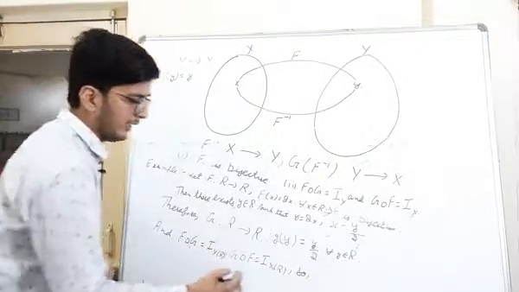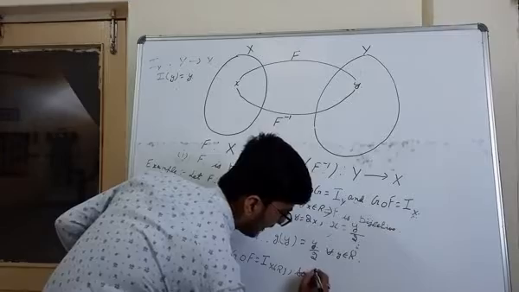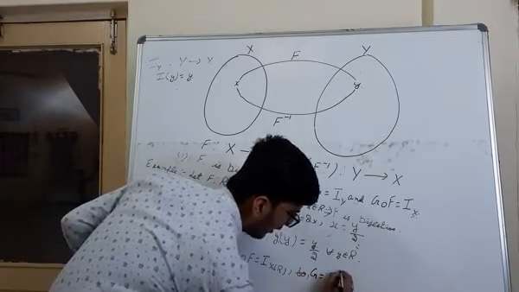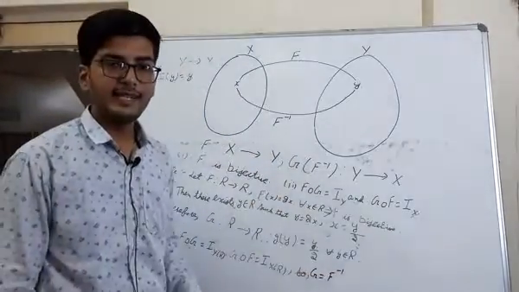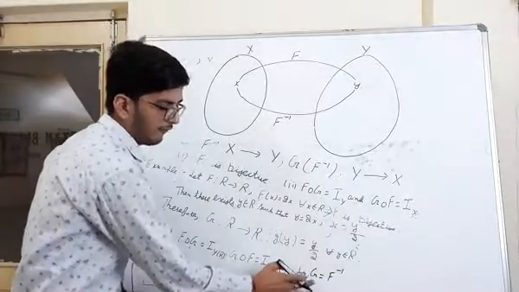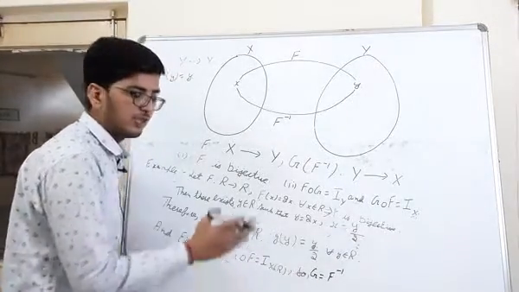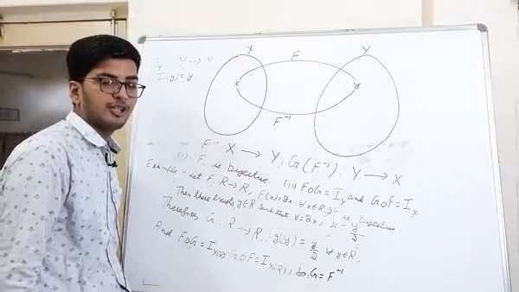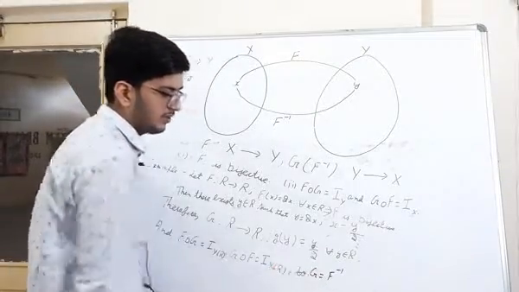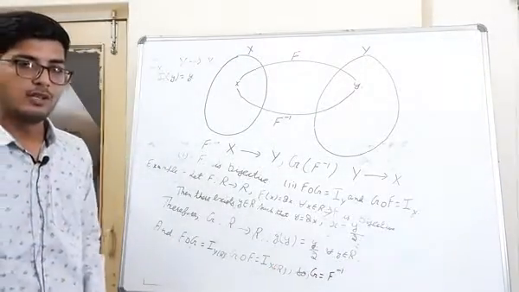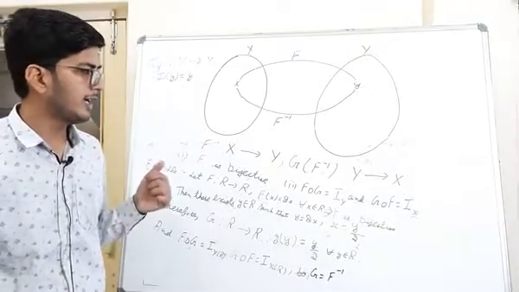So what will we say? We will say that g is equal to f inverse. We found one function g which is the inverse of the function f, denoted as g equals f inverse. So this is our topic for today.